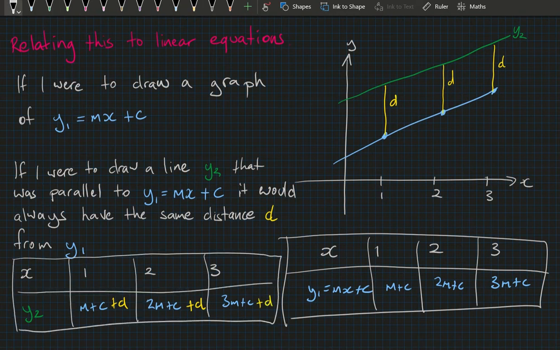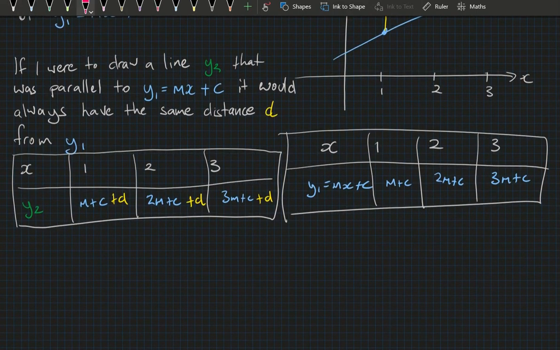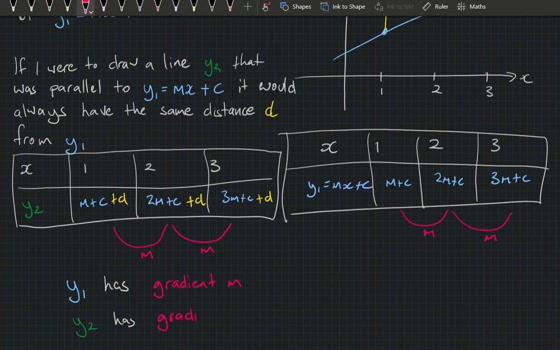As we saw in our very first lesson on linear graphs, I can consider the gradient the difference between each value. So here we can see in the table for y1, we have a difference of m and a difference of m, and it's no surprise that the gradient here is m. If we look at the table for y2, the difference between m plus c plus d and 2m plus c plus d is also m. And the same for the next value. So clearly, y1 has gradient m and y2 has gradient m.